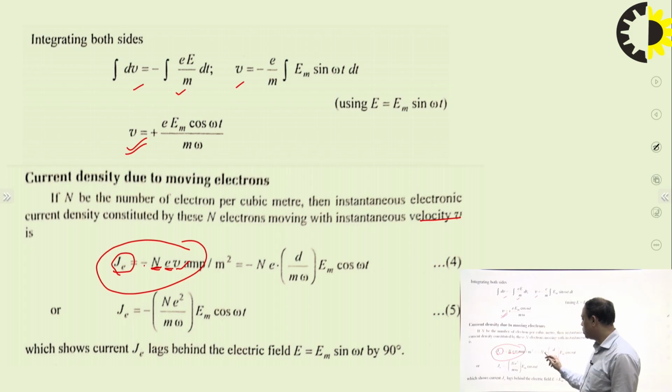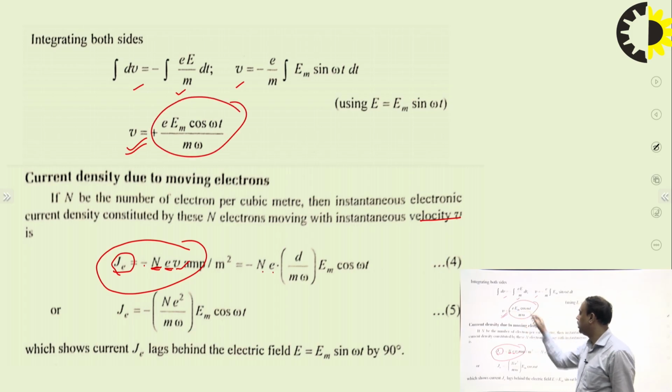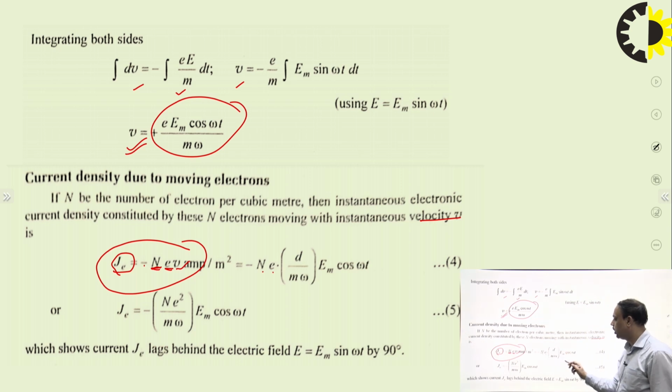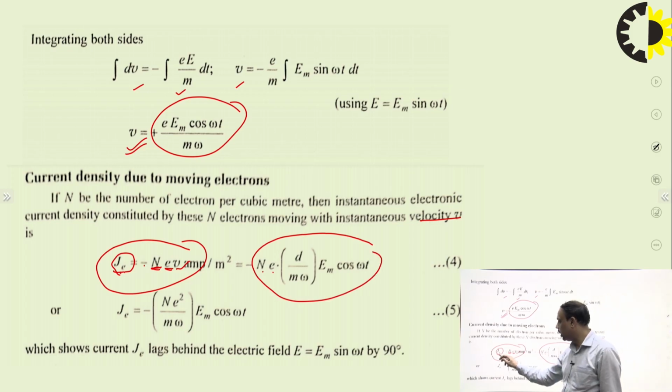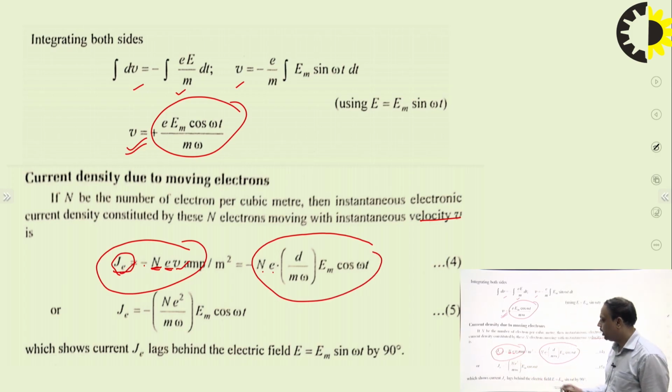So it is equal to Ne times v, and as we calculated v over here, we put this value over here. Then Je is equal to N e squared over m omega times Em cos omega t. So this is the value of the current density due to the electron, and it is given by this.